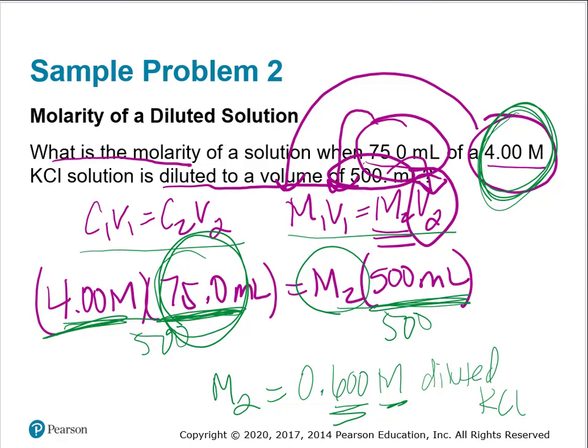I didn't add 500 milliliters of water. That's my final volume after diluting. So I can just subtract it. So I added 425 milliliters of water to dilute it.